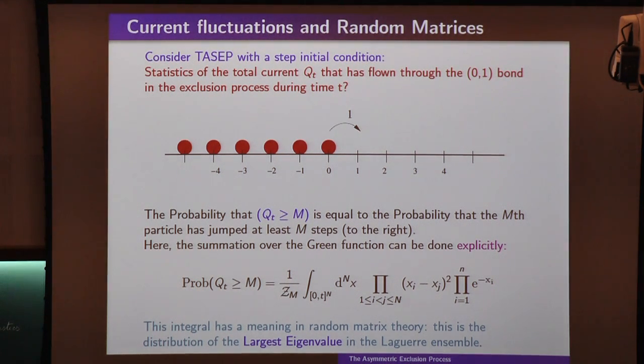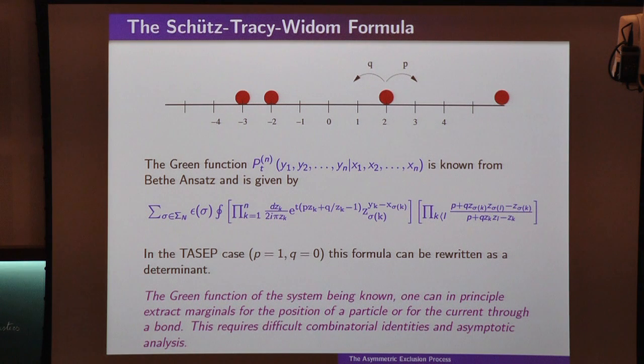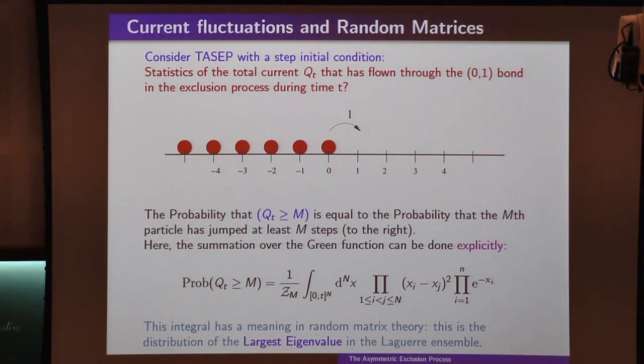Then, using the previous formula, in the TASEP case, it is possible to get a very nice expression for the probability that the total current up to time t is bigger than m. And this very nice formula is an exact formula. So I think probably this formula will please Gregory a lot, because this happens to be a typical formula that appears in random matrix theory.